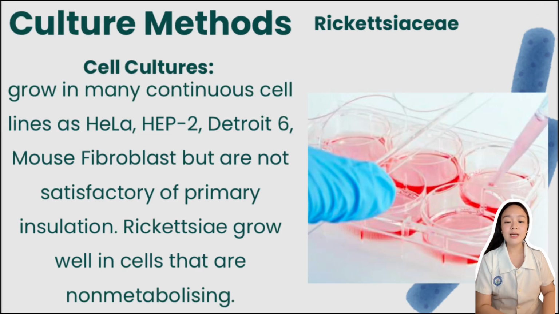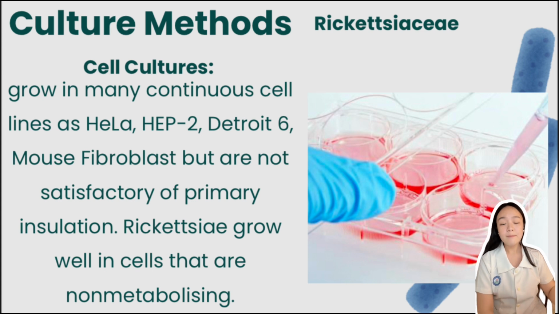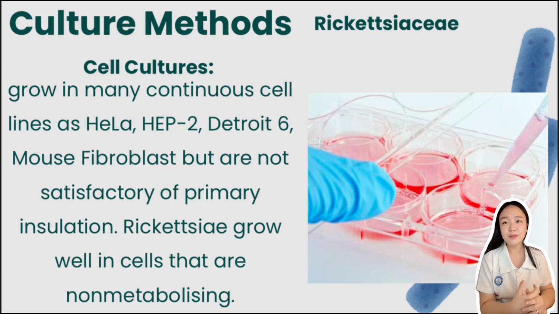Number 2 is cell cultures. They grow in many continuous cell lines such as HeLa, HEp-2, Detroit 6, mouse fibroblasts, but are not satisfactory for primary isolation. So, mahirap sila in isolation. So, they also grow on non-metabolizing cells. So, mas gusto nila yung parang mga tamad na cells kaysa sa mga metabolizing cells.